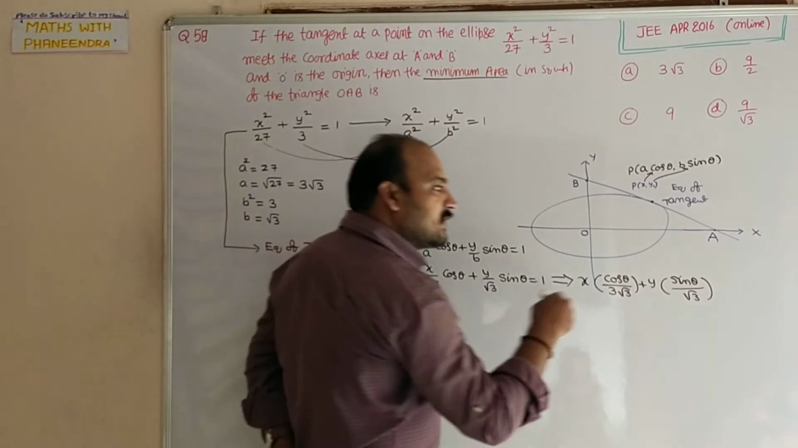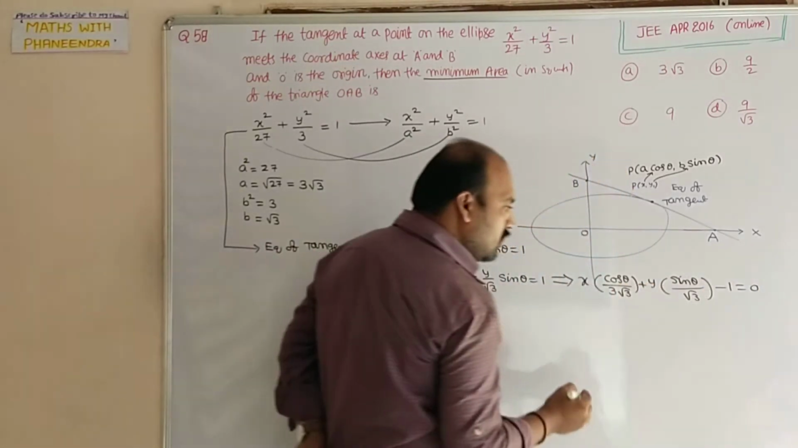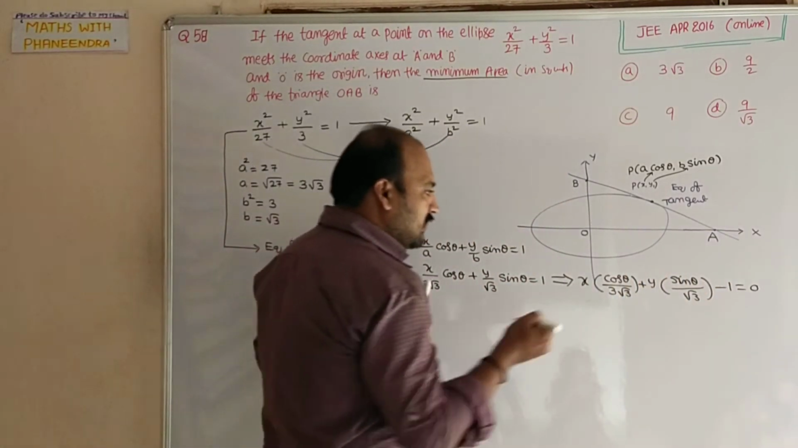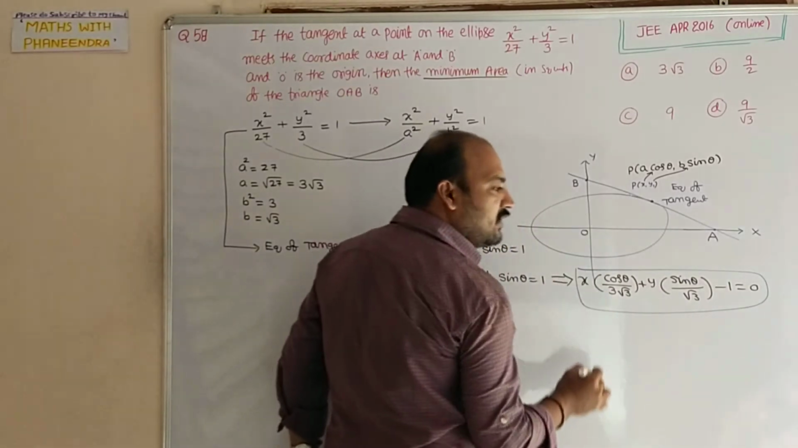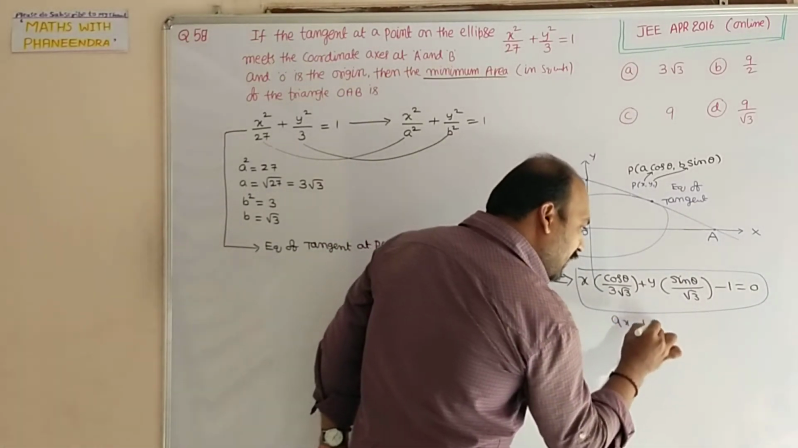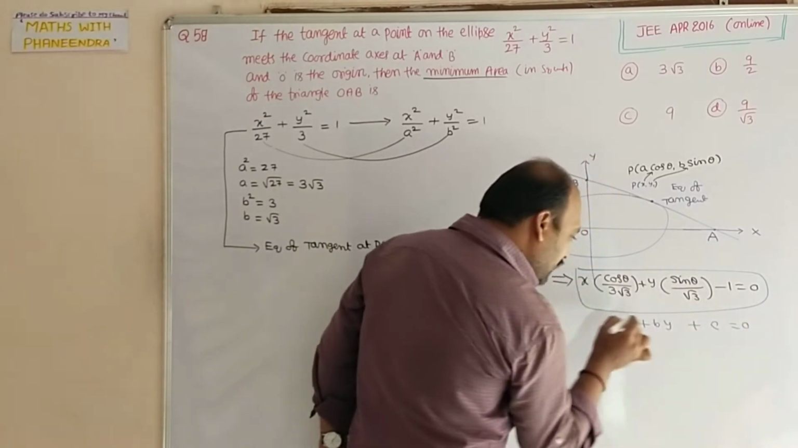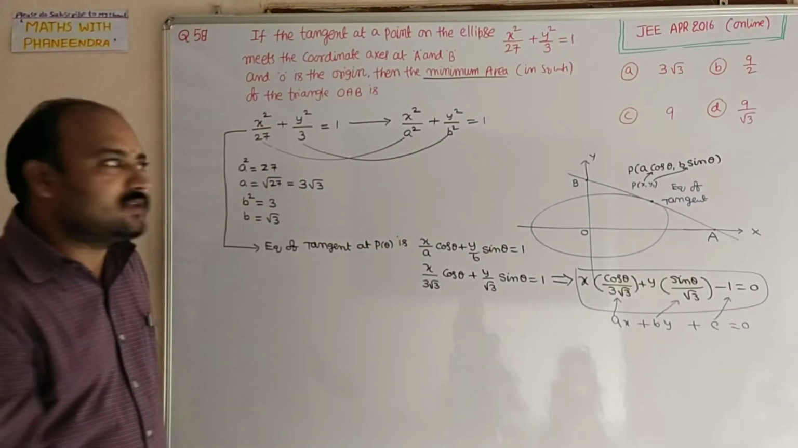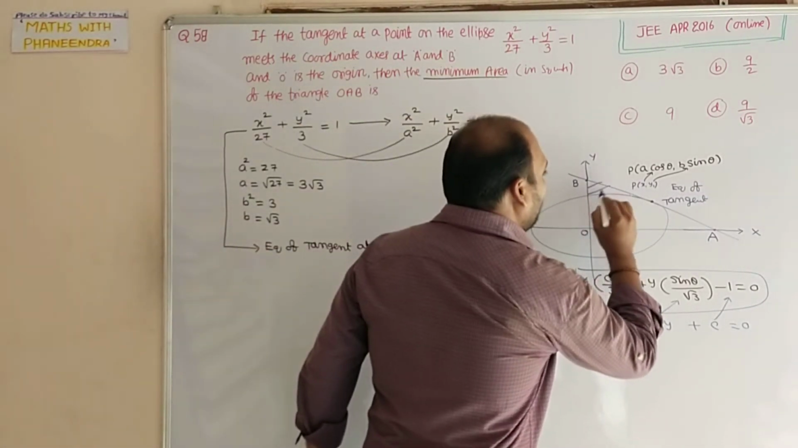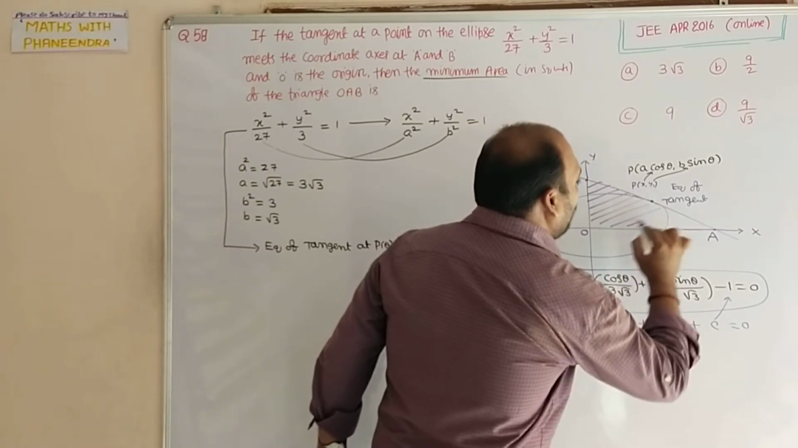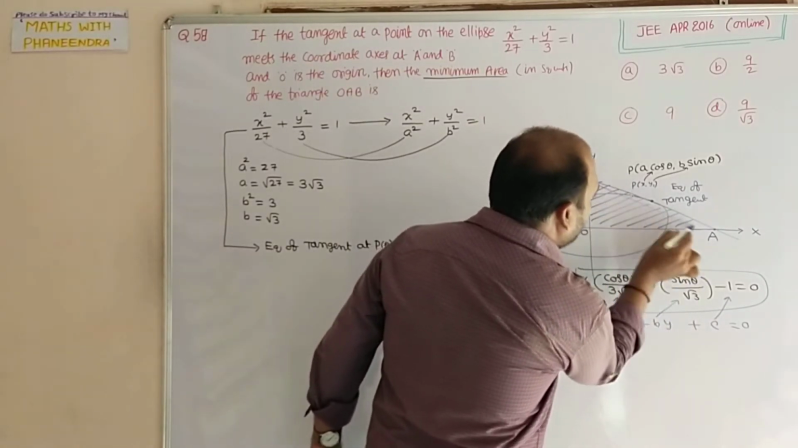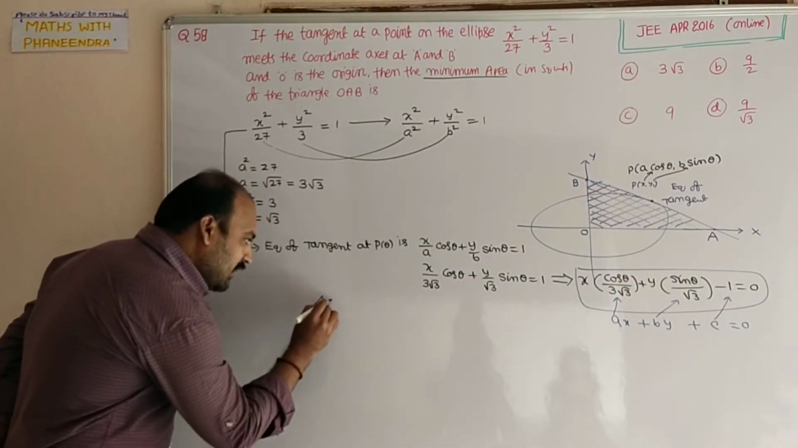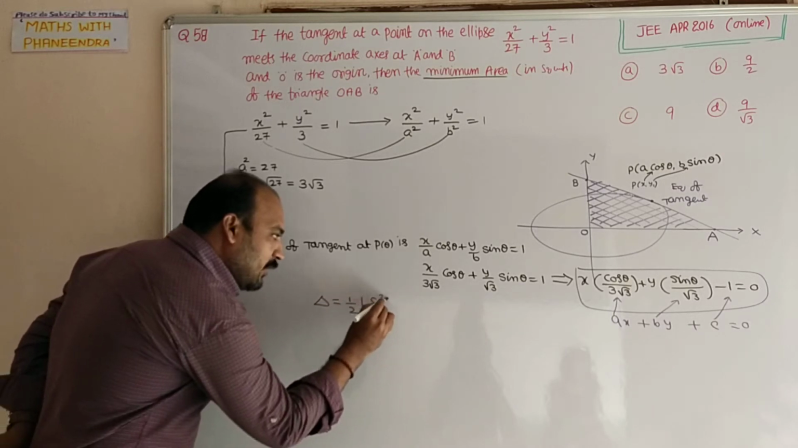That one also we are taking this side, minus 1 equal to 0. So this is a, this is b, this is c. Now this equation you have to compare with ax plus by plus c equal to 0. This value is a, this value is b, this value is c. We know that the area formed by the line, here tangent, with the coordinate axis, we have already known that this area is equal to the formula delta equal to half mod c square by AB.